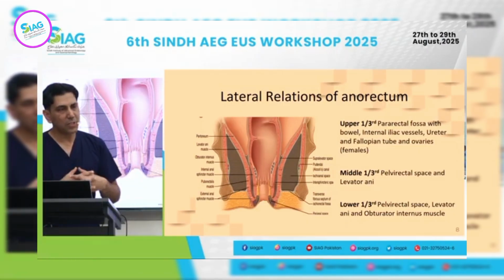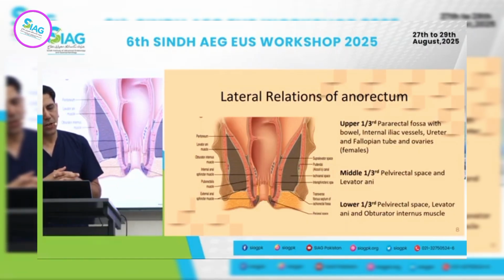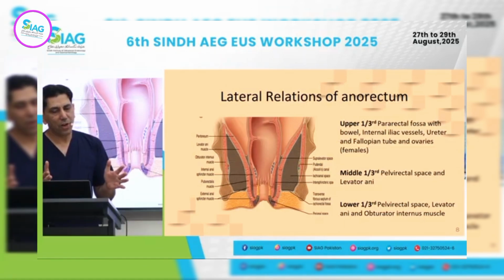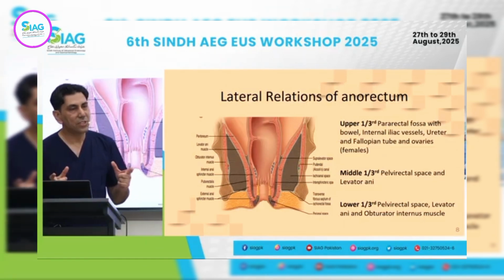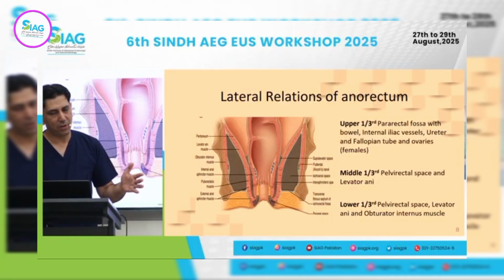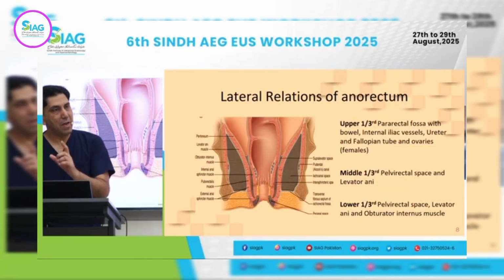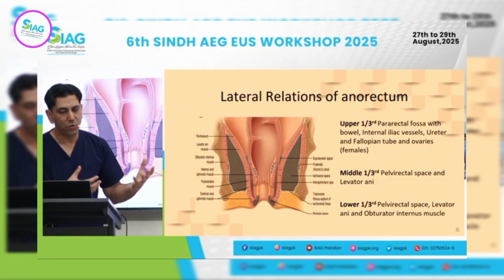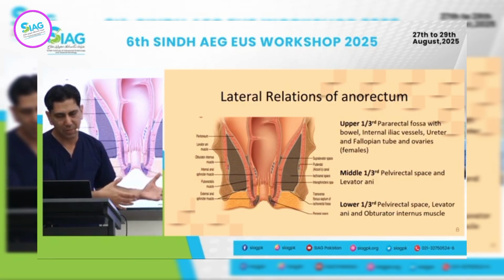The other thing you can do, especially in the ultrasound, is divide it into upper, middle, and lower third. Especially when you're trying to assess the relationships laterally to the anorectum, because in the upper third you'll have the pararectal fossa with bowel, internal iliac vessels, and the uterus, fallopian tubes, and ovaries in females.